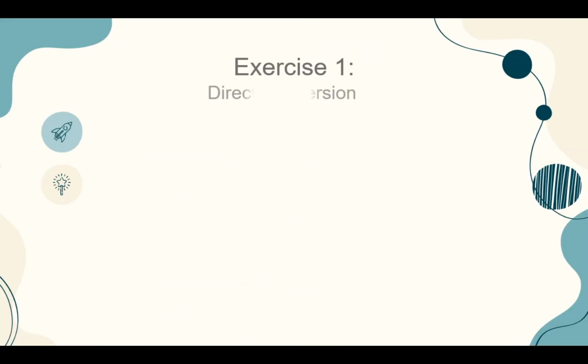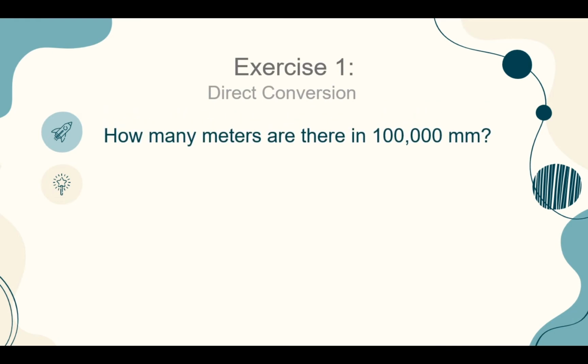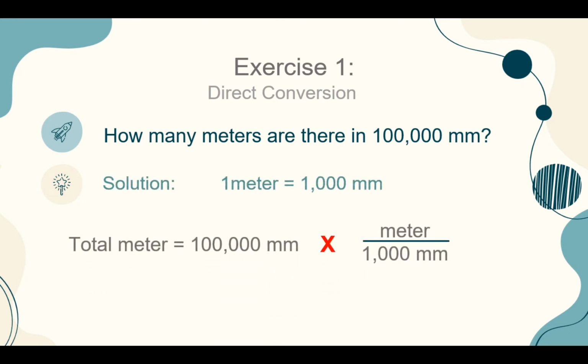Alright? So, let's have an exercise. Direct conversion muna tayo. How many meters are there in 100,000 millimeters? Our solution will be, for every 1 meter, there is 1,000 millimeters. So, ano ba yung hinahanap? Yung total meters. Yung total meters is equal to, kung ano ba yung given, 100,000 millimeters.